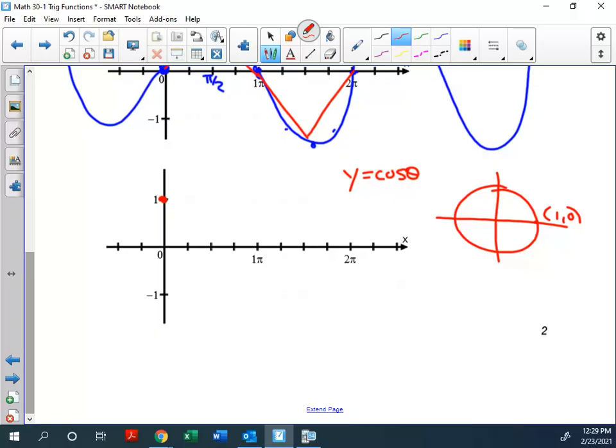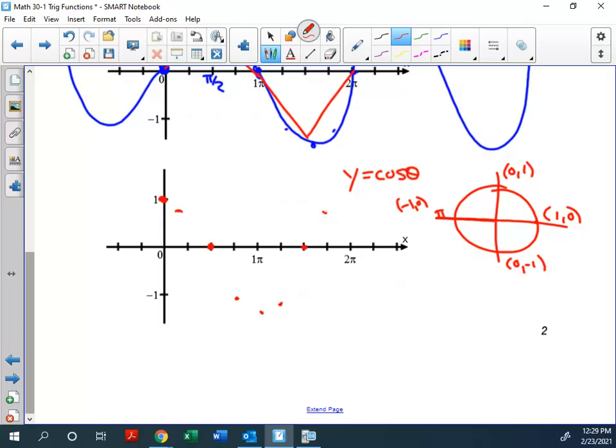Pi over 4, we've got that 0.7, which is the root 2 over 2. I get to pi over 2, and my cosine is now at 0. I'll have my negative 0.7 because I've got a negative x value that's happening. So I come down to my negative 0.7. At pi, I've got my -1. I'm at the bottom. Come back up to my negative 0.7. 3 pi over 2, I'm back to 0.